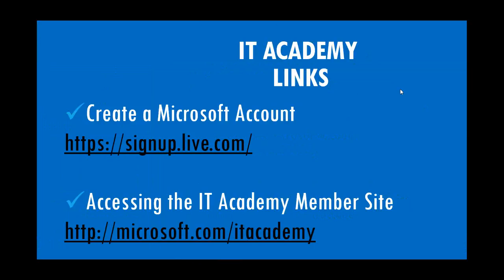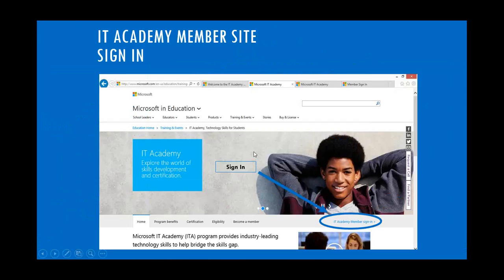The next few slides will walk you through how to get into the member site and then also how to access online learning. Here I basically took a screenshot. When you click on the member site link, this is the page that you will see. From here, you will need to click on the IT Academy member sign-in link that's located on the right side of the screen.